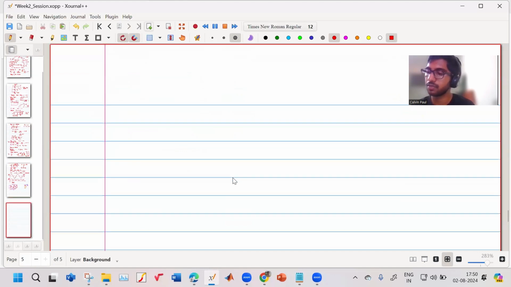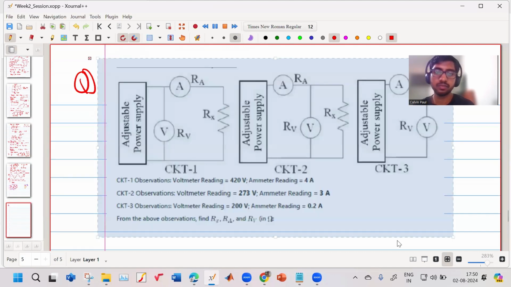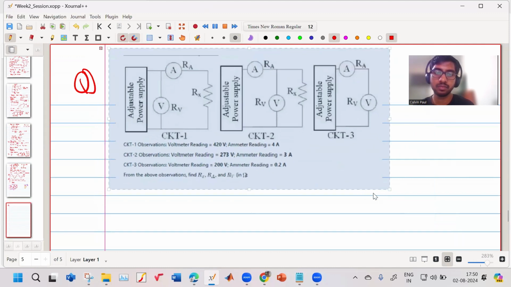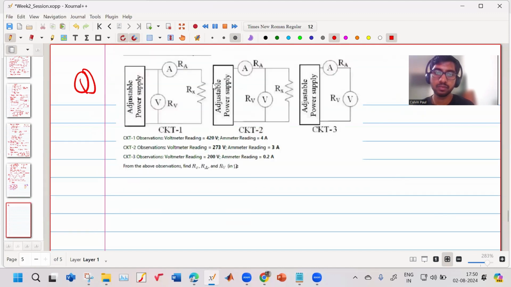Let's go to a new page. There's a question. Okay. So there is circuit 1, circuit 2, circuit 3. They have told voltmeter reading is 420 volt, ammeter reading is 4 ampere.